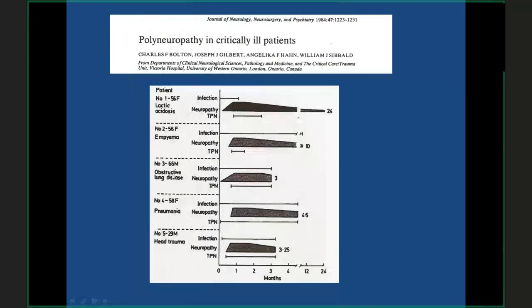There were 5 cases. The patients were admitted to the ICU for lactic acidosis, emphysema, COPD exacerbation, pneumonia, and one for head tremor. They found all 5 patients developed neuropathy. The first case lasted more than 24 months, the second more than 10 months, then more than 3 months, more than 5 months, and more than 3 months. So all patients developed neuropathy.